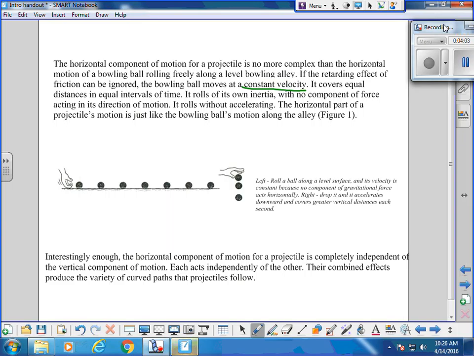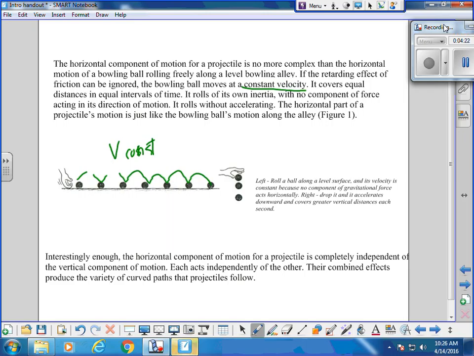It's continually moving. Like here, the ball is rolling along the floor, right? And these distances are the same distance apart. So the velocity is constant, right? When it rolls of its own inertia with no component of force acting in its direction of motion.